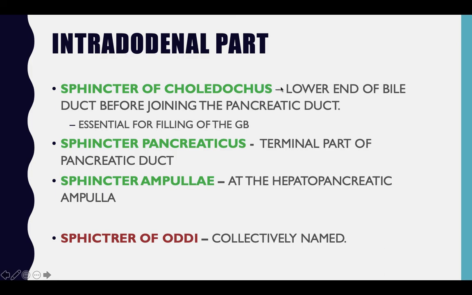The sphincter of choledochus is present in the lower end of the bile duct before the bile duct joins with the pancreatic duct. It is essential for the filling of the gallbladder. Whenever it is contracted, the gallbladder is going to be filled. Then the sphincter pancreaticus is present in the terminal part of the pancreatic duct. And the sphincter ampullae is present at the hepatopancreatic ampulla or ampulla of Vater, where collectively the pancreatic juice as well as the bile is released into the duodenum. So this is about the extrahepatic biliary apparatus.